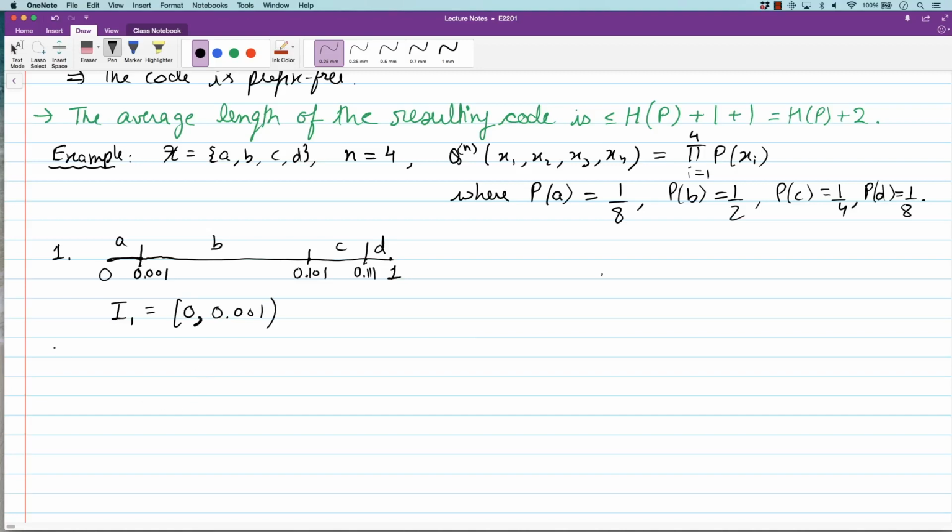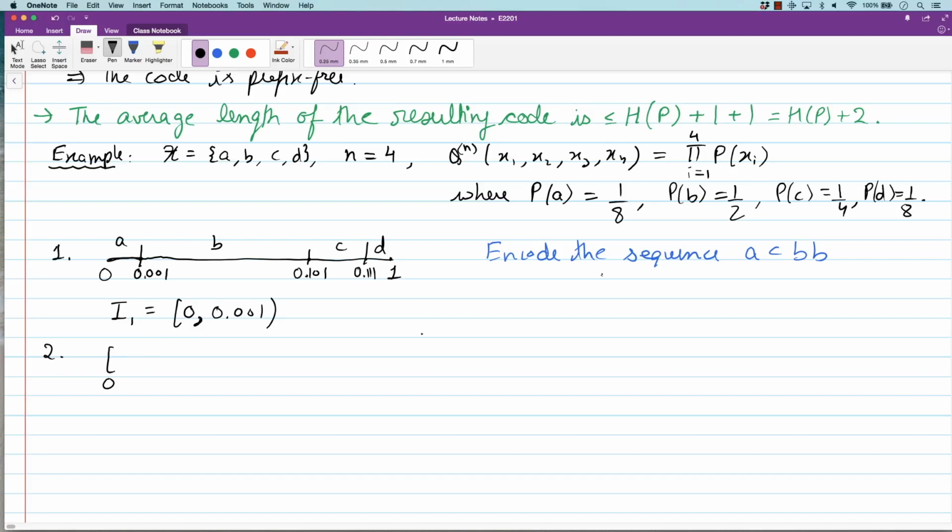Now, in the next step, I didn't describe which sequence to encode. Encode the sequence A, C, B, B. This is the sequence we're trying to encode. So first symbol is A. So the first interval that we get is this one. Now we are inside this interval I1.